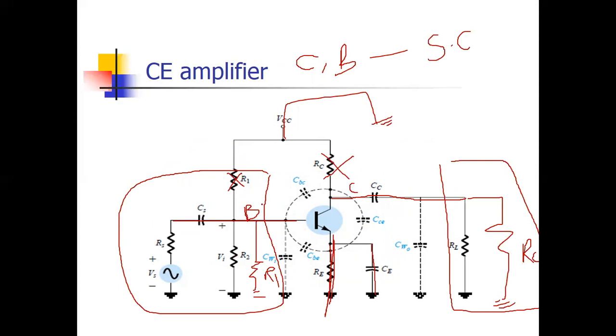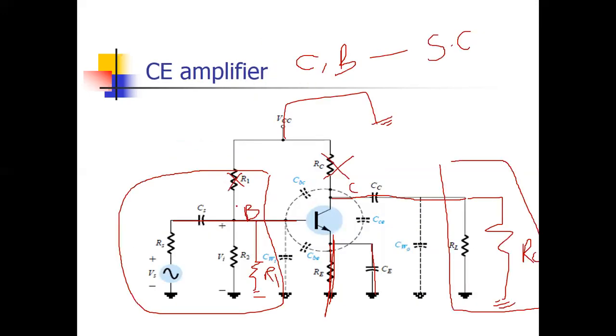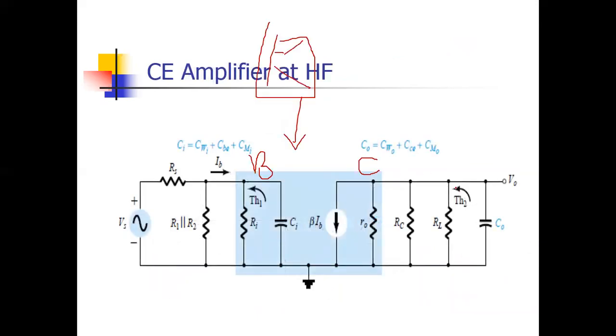Clear? At base, what is the circuitry? R1 parallel R2, RS and VS. This is at the base side. Now what is at the collector side? At collector side, RL parallel RC. Or you can write RC parallel RL. Okay. This was the condition without capacitance.